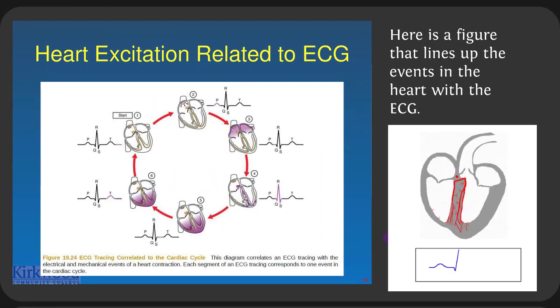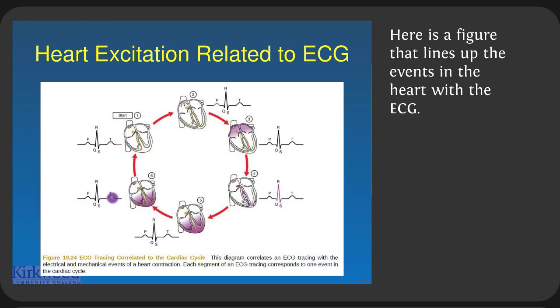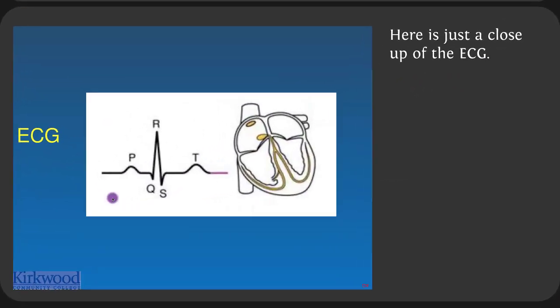Here's a figure that lines up the events in the heart with the EKG. So atrial contraction, or electricity going across the atria to cause contraction, begins the P wave. The QRS is defined by electricity going down the bundle branches and up the sides of the heart for ventricular contraction, and the T wave represents ventricular repolarization. And here's just a close-up where we have the P, the QRS, and the T.